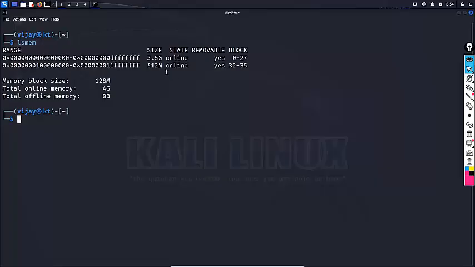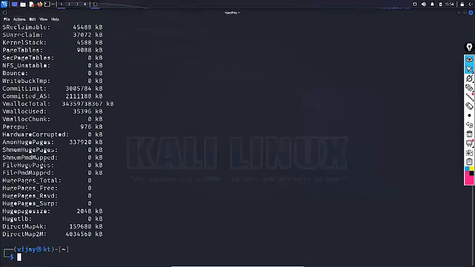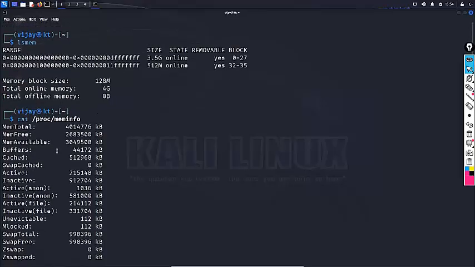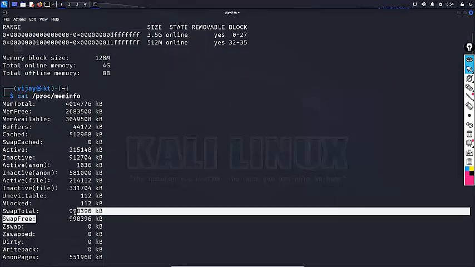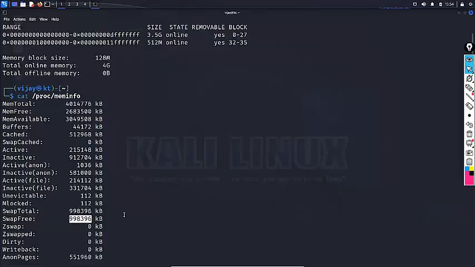There are 2 RAM sizes, and 4 GB is the total online, and the same information you will get from /proc/meminfo. Memory total is 4 GB, free is this, memory available this, buffers this, cache memory this, active, inactive this. Okay, so all these are shown, and also swap memory is available, with the size of the swap memory. So what swap memory is, we will discuss later.